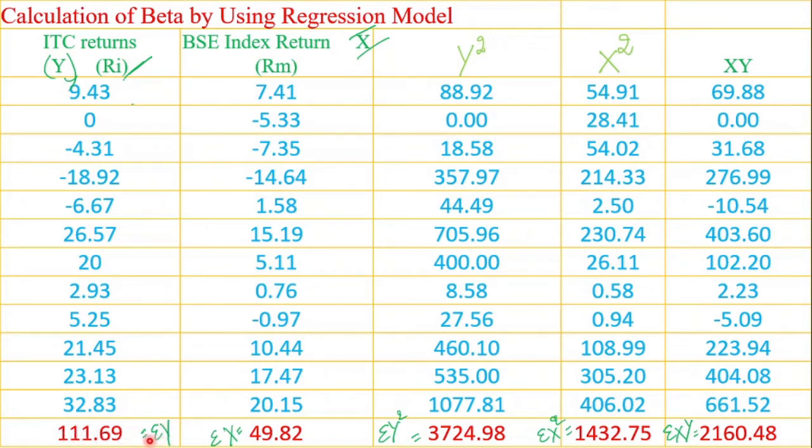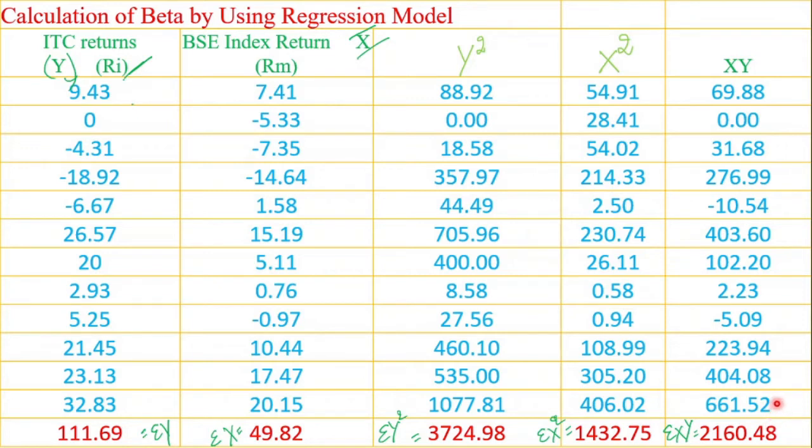Sigma y is equal to 111.69. We have to find y bar, for this we apply sigma y divided by n. Then, the BSE index returns, the independent variable, total is 49.82, indicated with sigma x. Then sigma y square is 3724.98, sigma x square is 1432.75, sigma xy is 2160.48. This is the table which we have calculated depending upon the given problem.